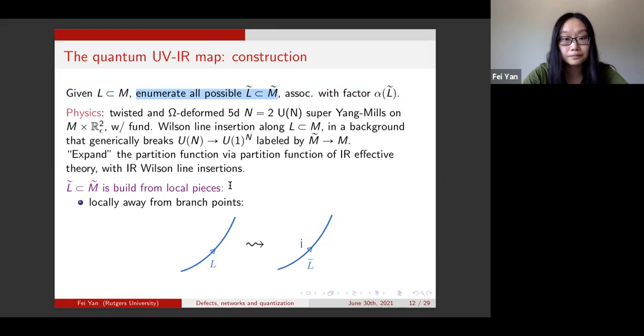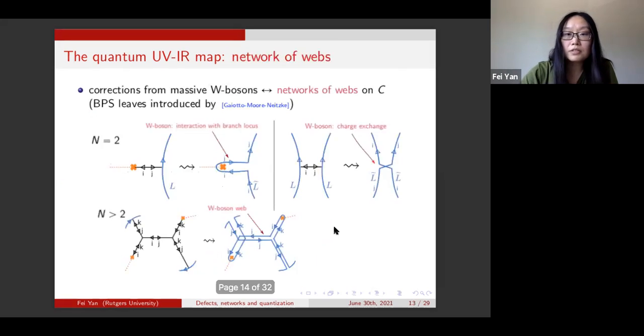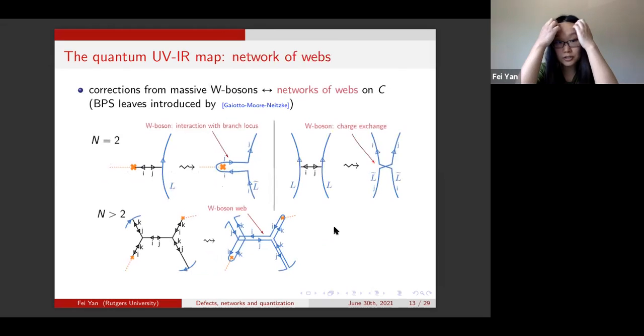tilde in M tilde. So L tilde in M tilde is built from local pieces. And the first ingredient in this building from local pieces is simple to think about. Namely, if you look locally away from branch points, each strand of the link L will get uplifted to n strands on L tilde upstairs, one on each sheet of the covering M tilde over M. However, this simple picture, of course, needs corrections.